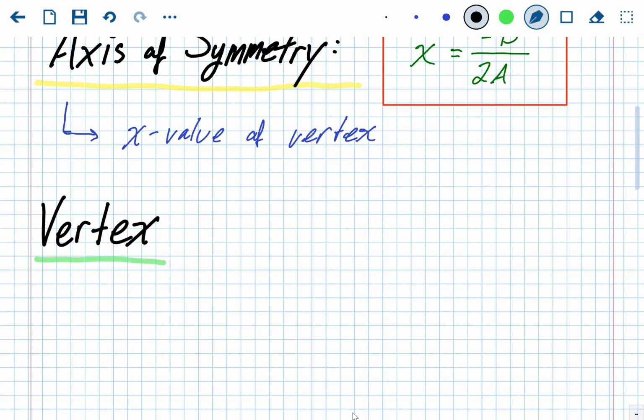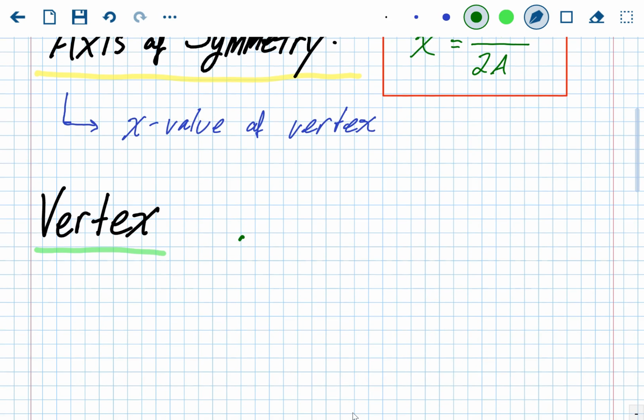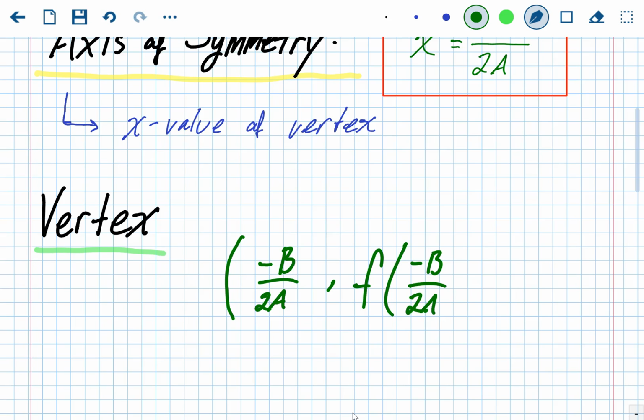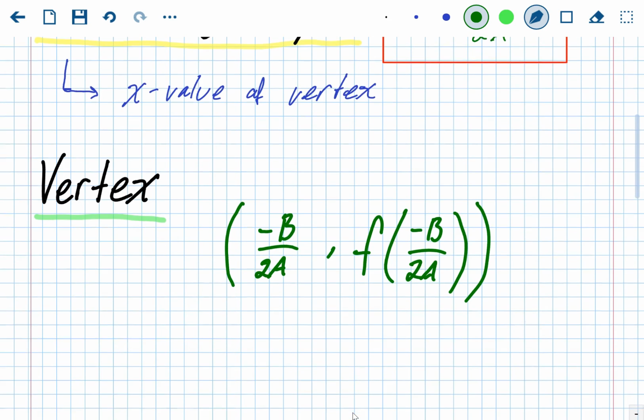Okay. So your vertex is going to be the point. Well, the x value is the axis of symmetry. It's the opposite of b over 2a. The y value is going to be whatever happened when you plug that in. So it's going to be f of whatever the negative b over 2a was. Remember, that's function notation. That just means we're plugging in negative b over 2a into the equation as the independent variable, as the x value.